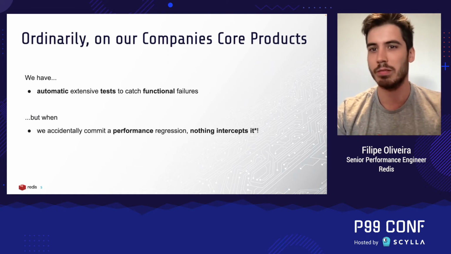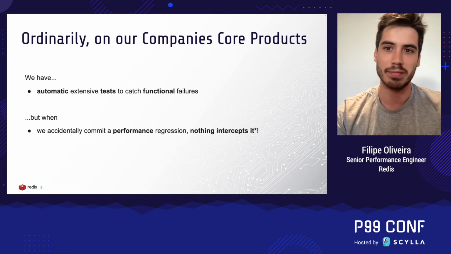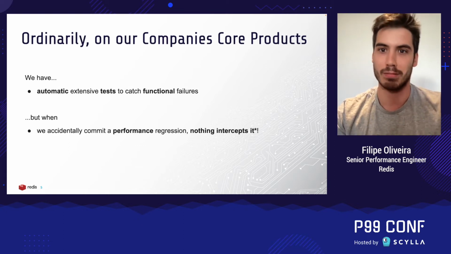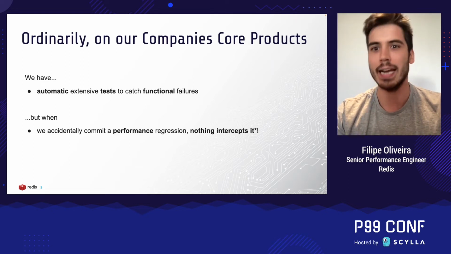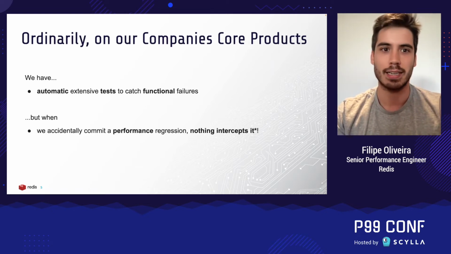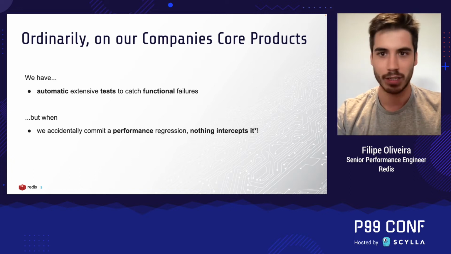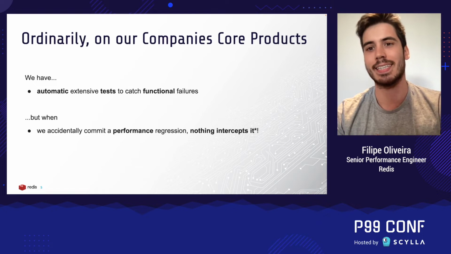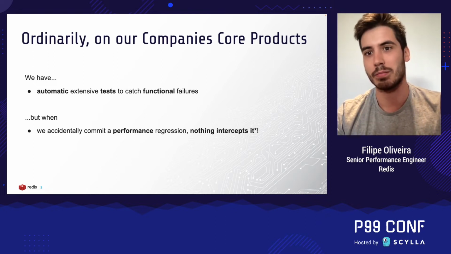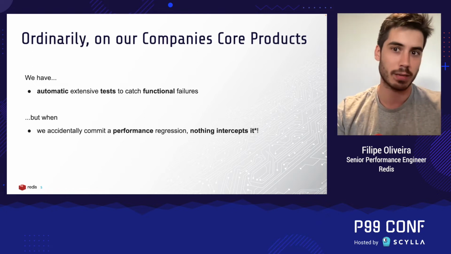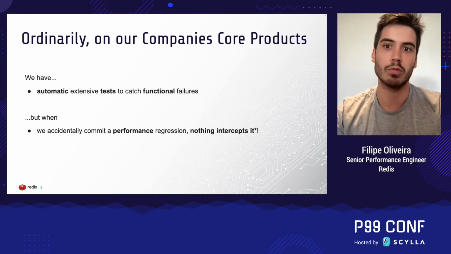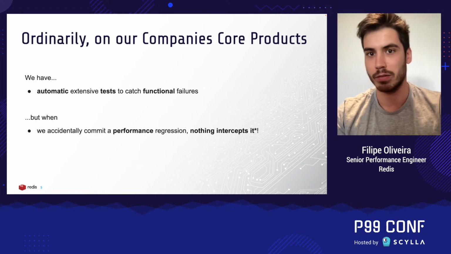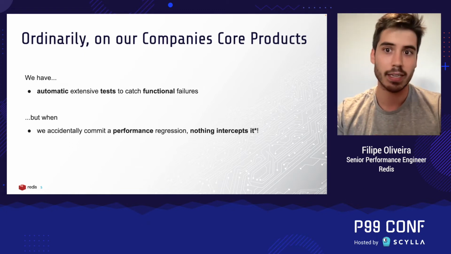To give you a little bit of context why we believe there's a lot to do in terms of end-to-end performance analysis: ultimately, on our company products or any big open source projects, you can state that there's full coverage in terms of functional testing. But when we talk about assessing if we've added a performance regression in an automated manner, nothing intercepts it. Meaning that the majority of the time we need to do manual testing, point-in-time checks between version A and version B, and this is exactly what we want to avoid.